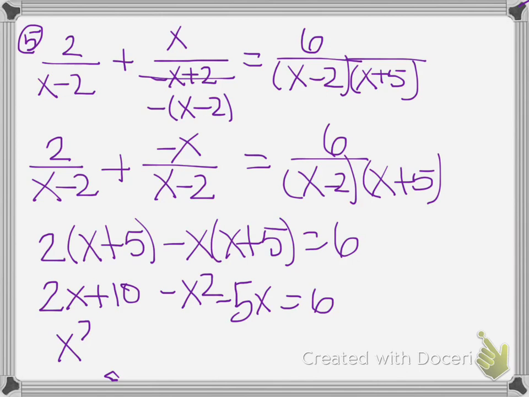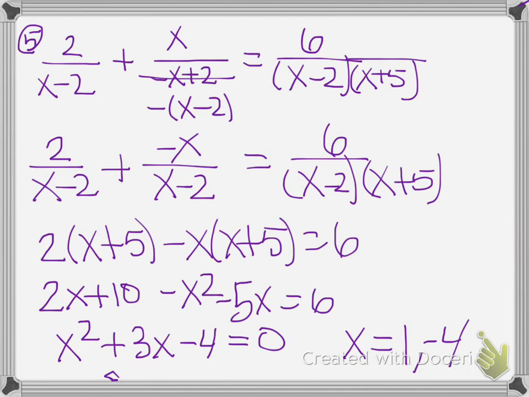or getting everything to one side, and again, I like to have my quadratic term be positive. That's x squared plus 3x minus 4, and that's going to equal 0. And that factors, and just because of space, I'm going to jump straight to the answer. You should have gotten positive 1 and negative 4, and again, they both work.